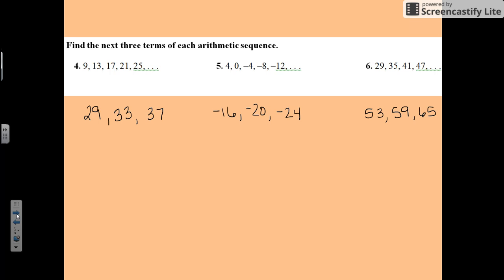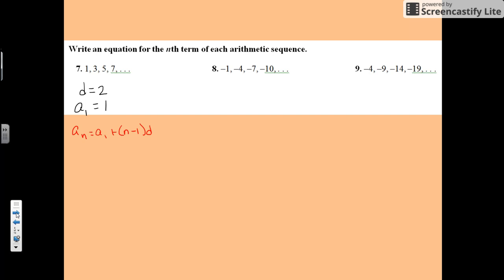Most everybody has no trouble with those first 6 questions. Those are pretty straightforward. But now number 7, let's do this one together again, just because this is sort of new for us. So here's our sequence. My common difference is 2. My first term is 1. And I'm going to start by writing the formula. And again, writing that formula at the beginning of doing every problem is really helpful because the more you write it, the more you learn it. So let's finish this off.